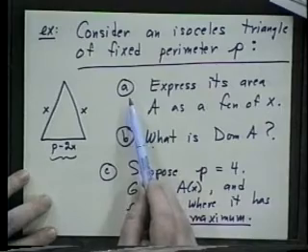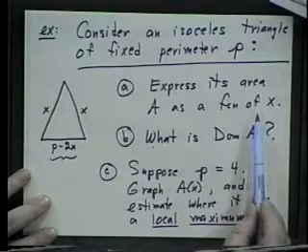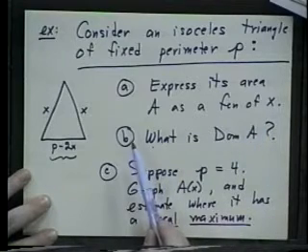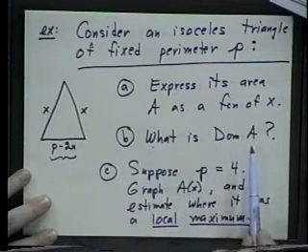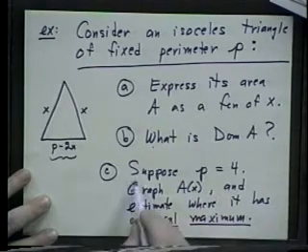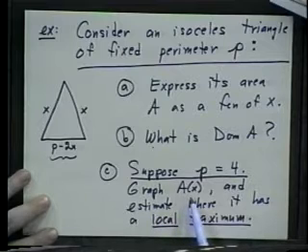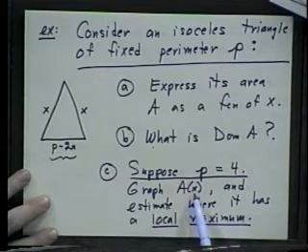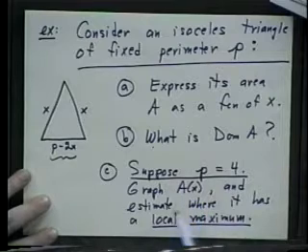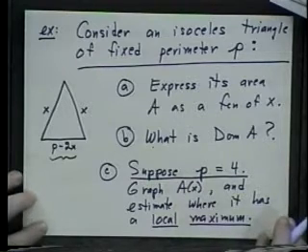Okay, what do we want to do here? First, A, we want to express its area as a function of x. Okay, we'll look at that. Secondly, what is the domain of that function, that area function? We'll look at that. Then in C, we will start out by supposing that P is 4. We'll put an actual value in for P. And then, once we have done that, we can graph A of x, because A of x will only have one variable, x. And then we'll estimate where it has a local maximum. Where will the area be largest? So this is the problem we now want to look at.